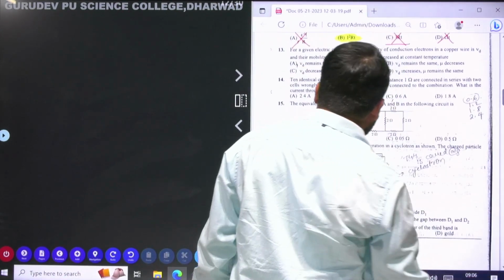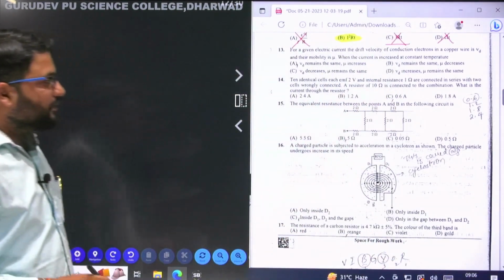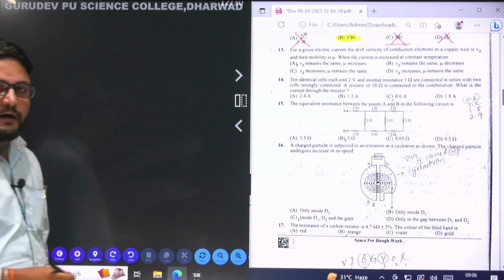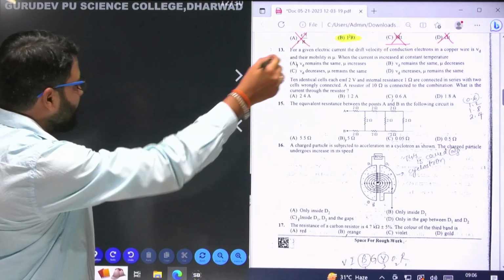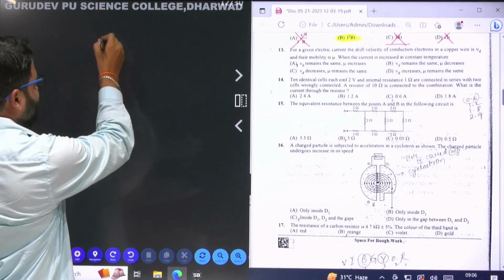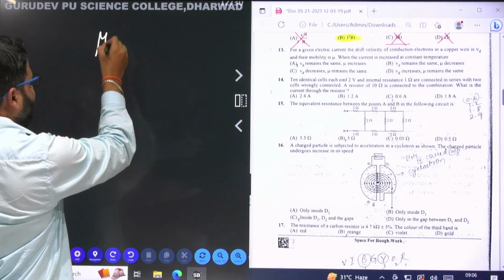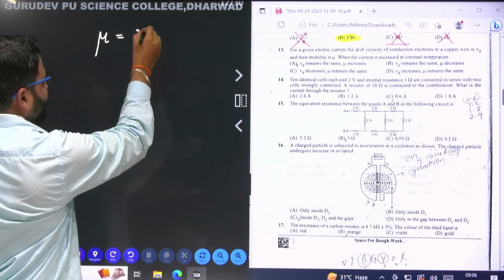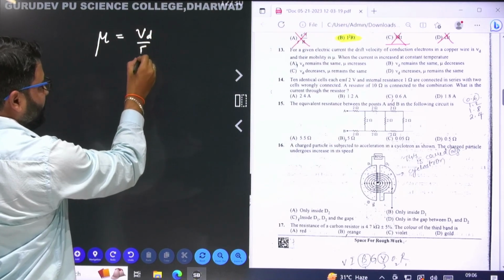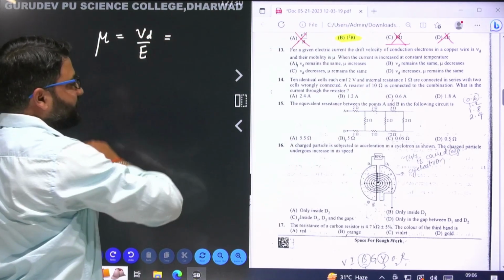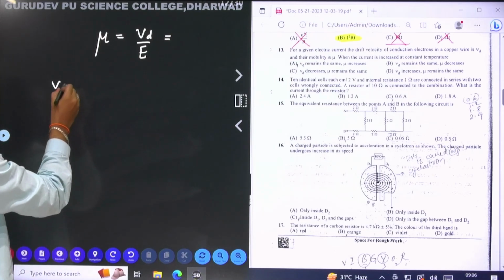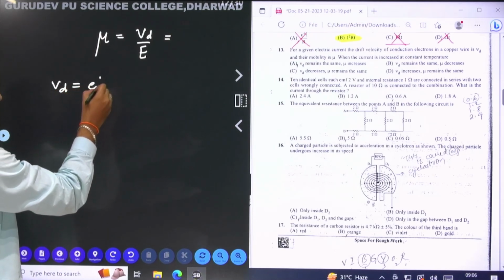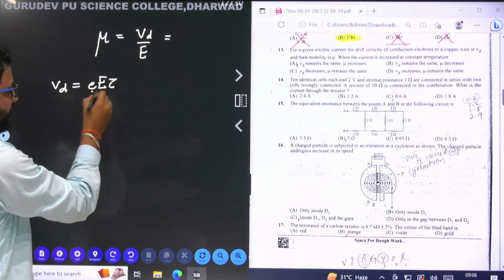Next question is saying to us clearly about the mobility, and you can clearly understand this is also from the current electricity concept. So since it is current electricity, let's try to figure out about mobility first, because mobility, we already know that it's nothing but drift velocity per unit electric field. And as we already know, the drift velocity expression is known to us. That is, drift velocity is E tau divided by m.